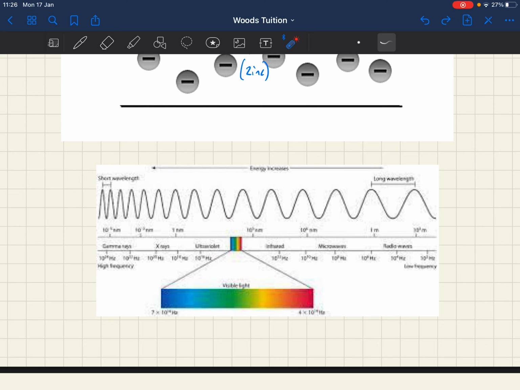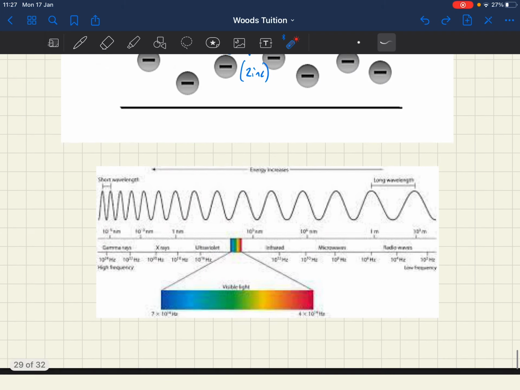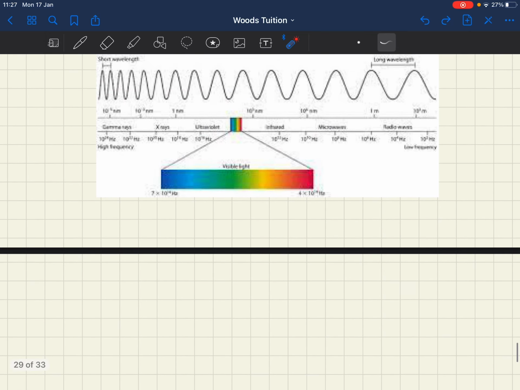So these all have different frequencies. The high frequencies are gamma, X-ray, UV. In the middle we've got visible, then these are all low frequencies on this side. So the photoelectric effect can be observed around this region here, in the high frequency area. So what that means is the electrons that are being liberated from the metal are dependent on the frequency.